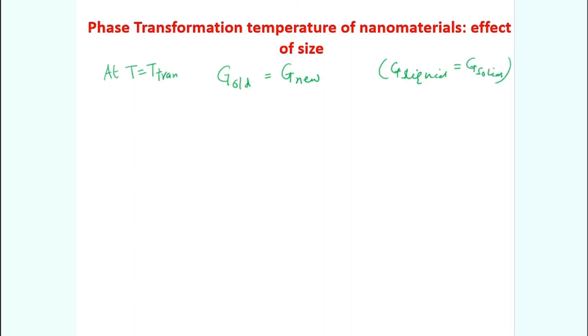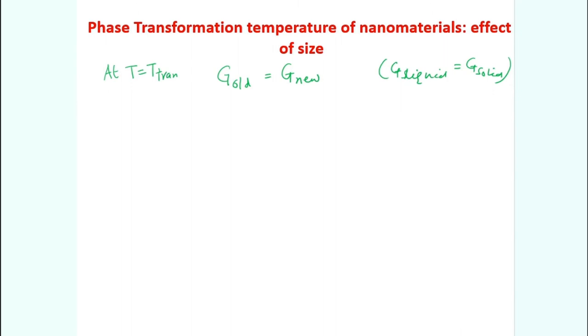Why? Because the free energies must be equal at the transformation temperature. Below the transformation temperature, the solid will have lower free energy than the liquid, and above the transformation temperature, liquid will have higher free energy than the solid. This is true for any transformation. In the ceramic phase transformation also, in the case of cubic zirconia and tetragonal zirconia, the same thing will be valid. The free energy of cubic and tetragonal zirconia must be the same at the transformation temperature.